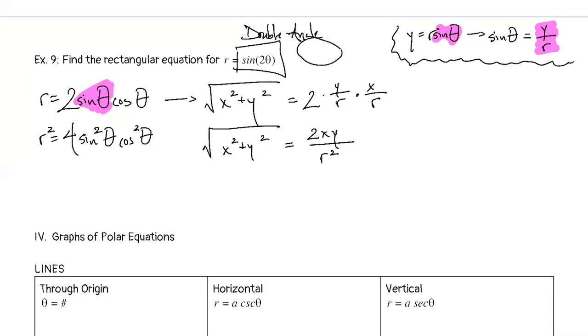Change that to R squared. All right, what are we changing it to? X squared plus Y squared. All righty. That's kind of a gross looking equation, but it's the equation.